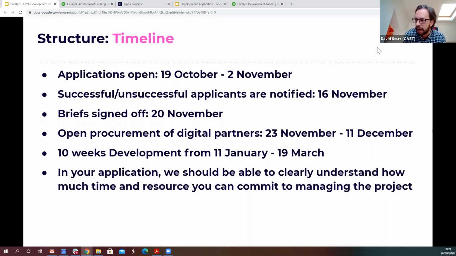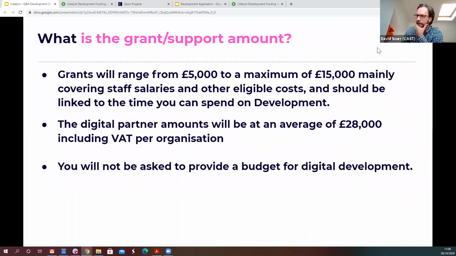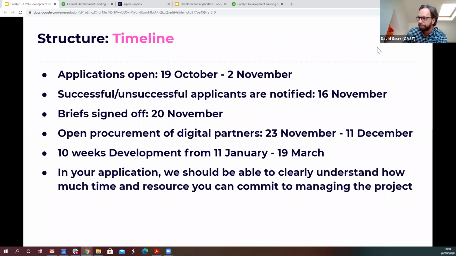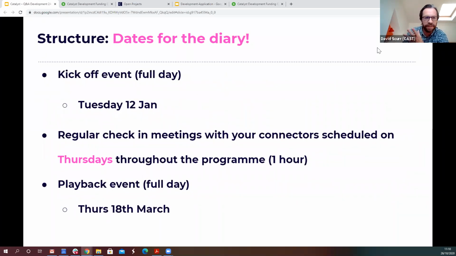We've got a 10 weeks development program starting after Christmas from the 11th of January until the 19th of March. And just a reminder here, in your application, we should be able to clearly understand how much time and resource you can commit to managing the project. Coming back to this previous slide about the grants and the eligible costs that you can include in your application. That's a quick overview of the timeline. Gives you an idea of what will be coming up after Christmas.